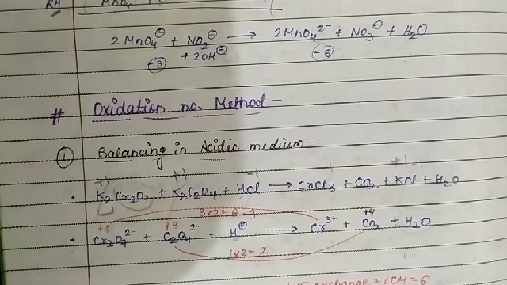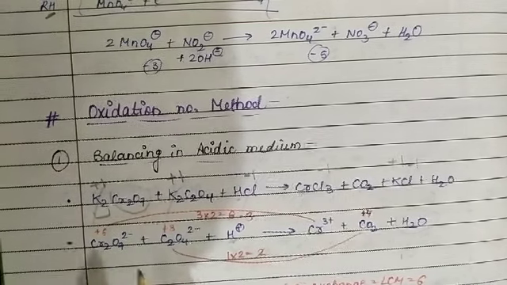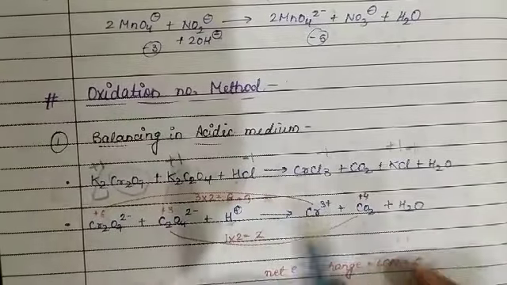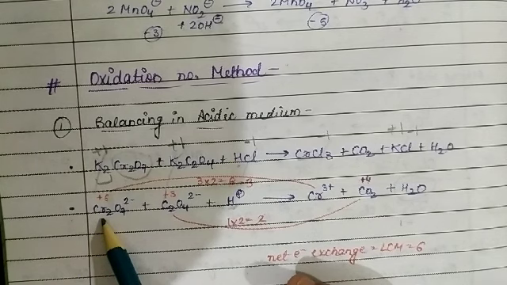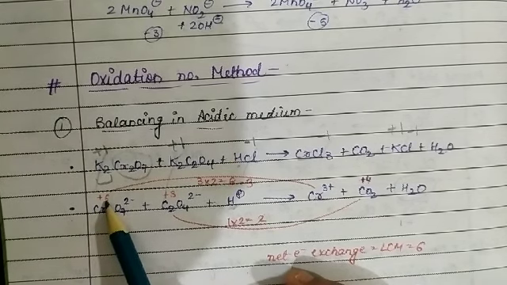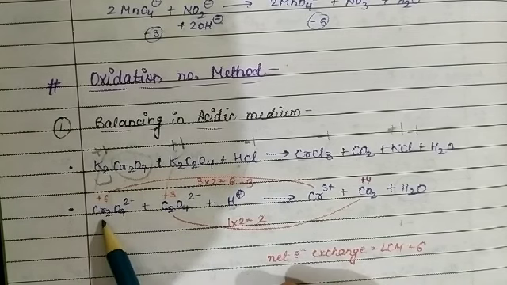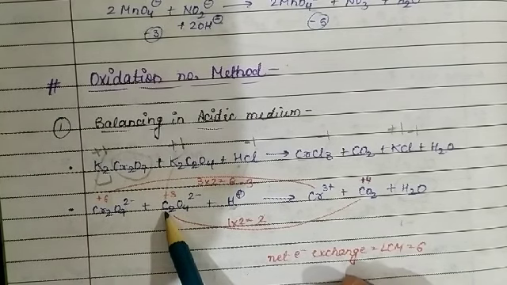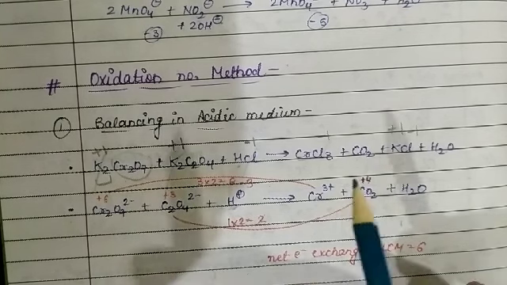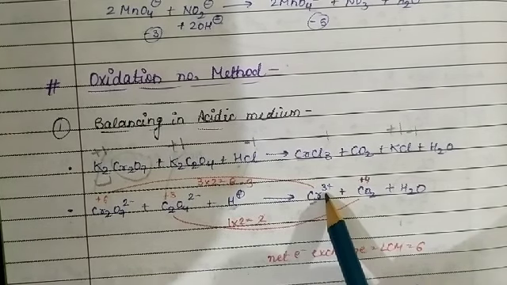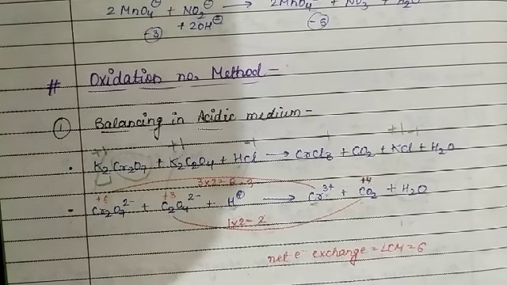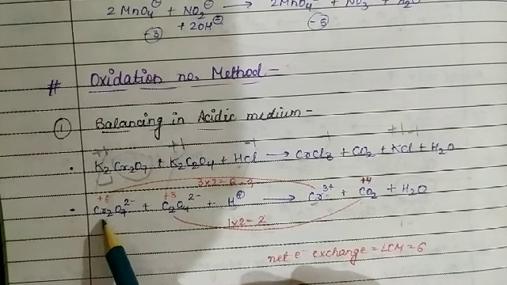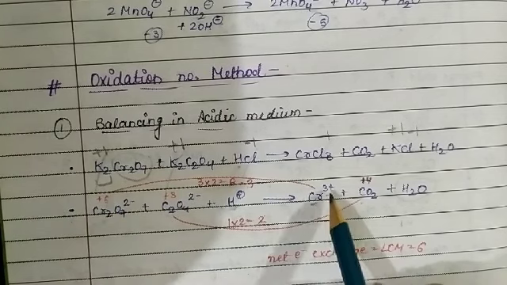So this is the advantage of the oxidation number method. Now find the oxidation number of each atom. The oxidation number of chromium is plus 6. We can see that the oxidation number of carbon in the oxalate ion is plus 3. The oxidation number of chromium is plus 3, and the oxidation number of carbon in CO2 is plus 4. See, the oxidation number of chromium changes from plus 6 to plus 3.